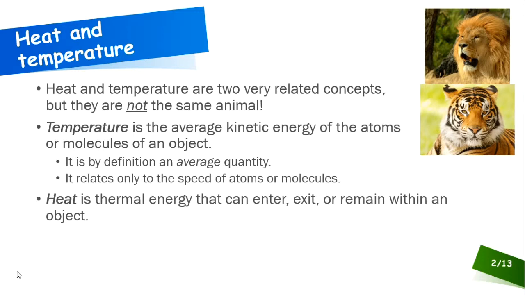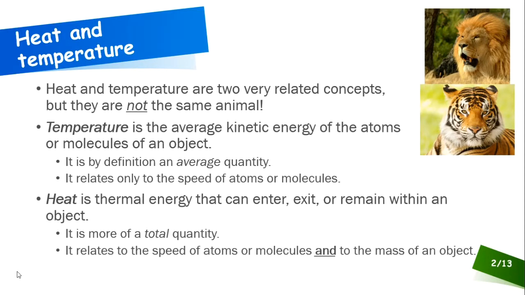Heat, on the other hand, is thermal energy, and like any other type of energy, it can come and go as it will. But because it's thermal energy, it's more of a total quantity. It relates to the speed of atoms or molecules, but it also relates to the mass of the object. So how much you have is going to determine how much heat energy can be coming in, going out, or remaining inside the material.